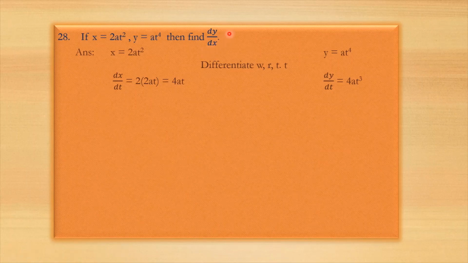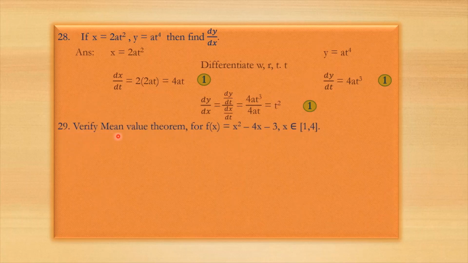Since they are asking to find dy by dx, I need to divide dy by dt by dx by dt. Up to here you will get 2 marks. Next, just divide this term by this, and we get t square as the required answer, which carries 1 mark.